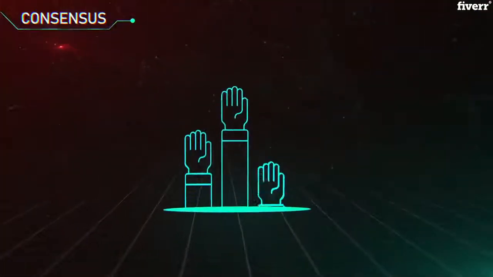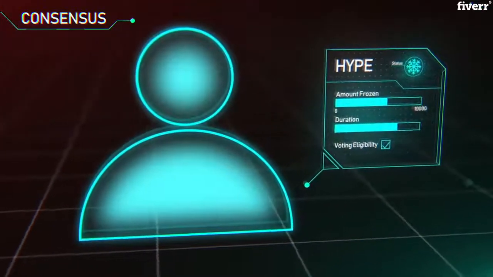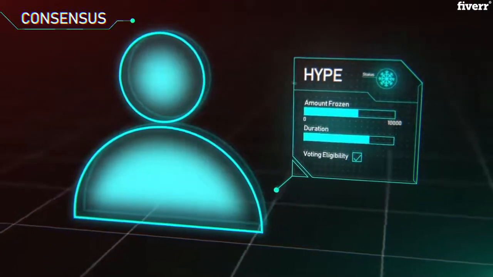Every month, a voting event will be held to determine the upcoming month's burning and staking rates. Only those who have frozen hype will be able to vote, and each user's voting power depends on the duration and amount of tokens they have frozen.